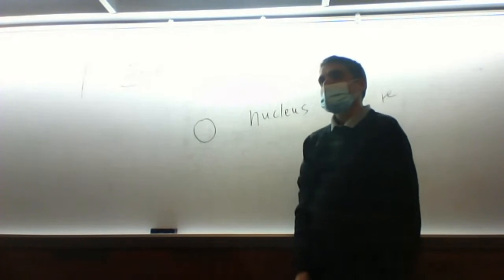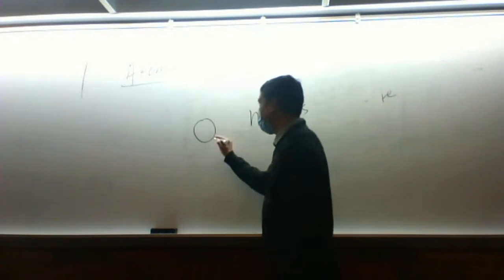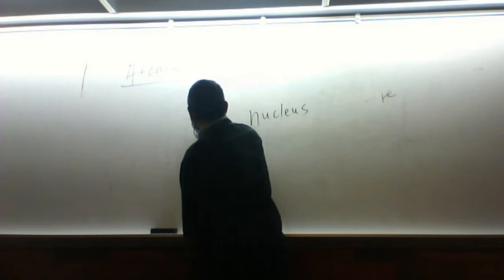So this is the center. The atom has a center that is called the nucleus. And what is in the nucleus? In this nucleus, there are some tiny particles. They are called protons and neutrons.